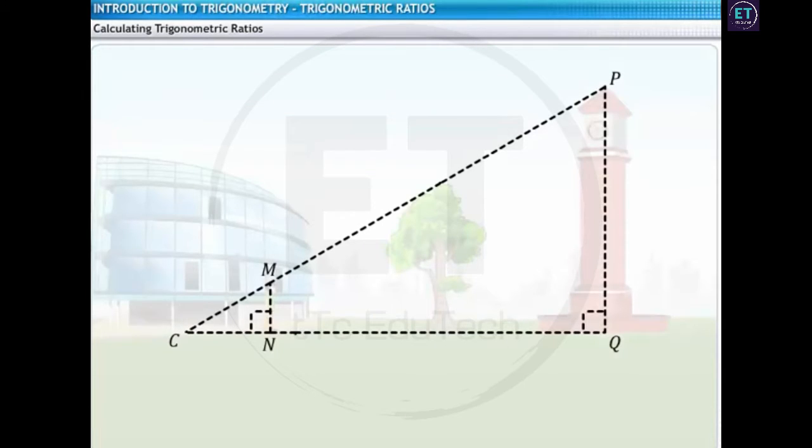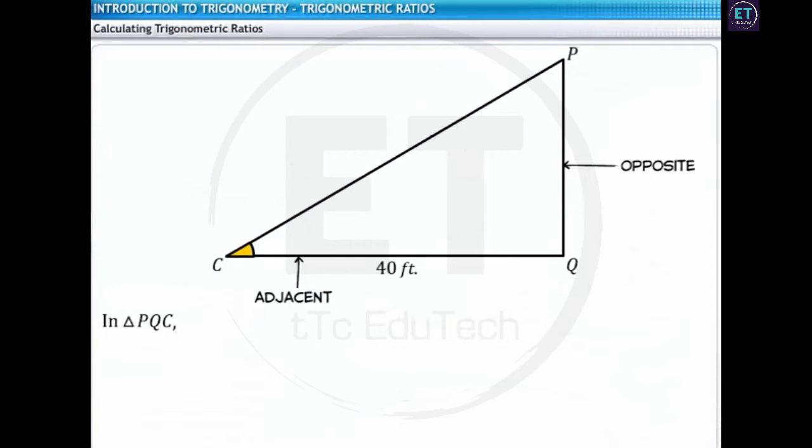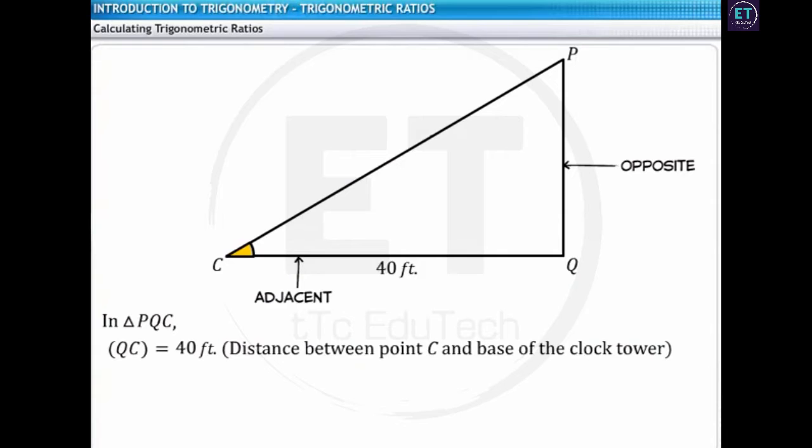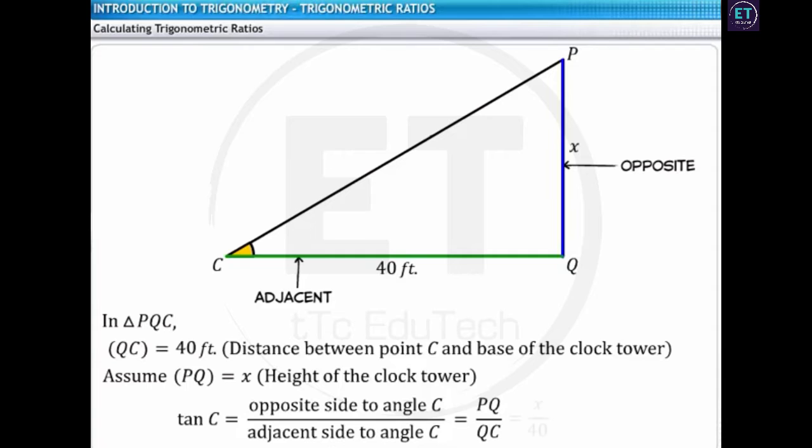Now, the distance between point C and the base of the clock tower, which is represented by side QC, is 40 feet. In triangle PQC, side QC is the side adjacent to angle C. Let's assume the height of the tower, which is represented by side PQ, as x. Tan C is equal to PQ divided by QC, which is equal to x divided by 40.